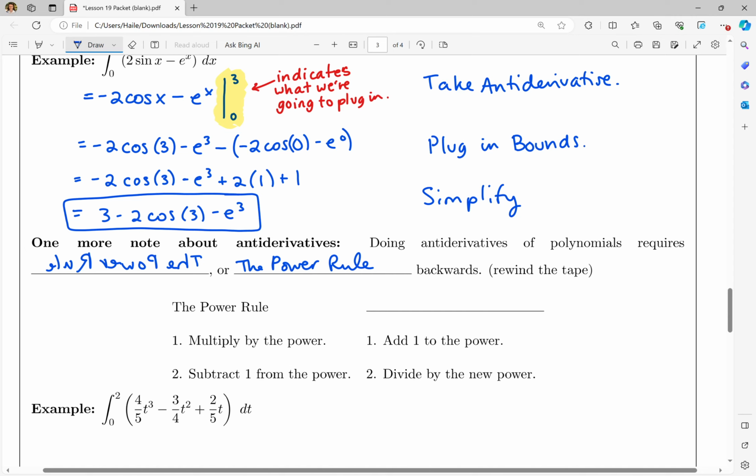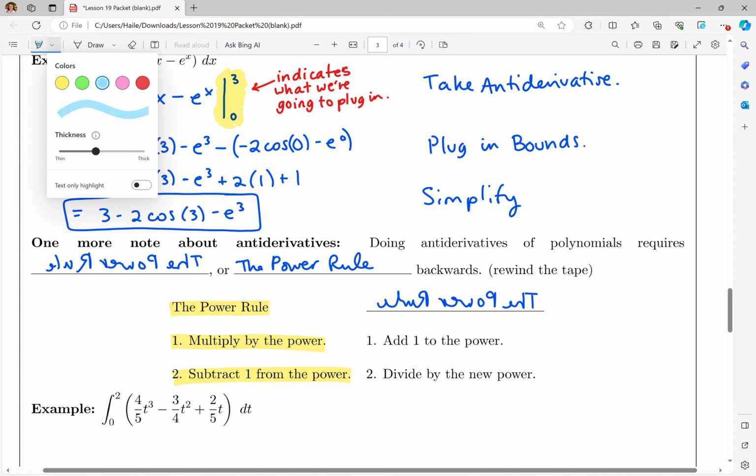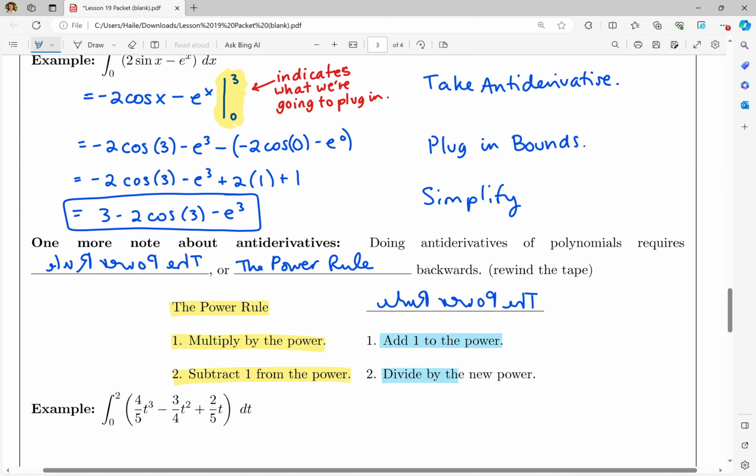Okay? So as a reminder, for the power rule, what we did was first we multiplied by the power, then we subtracted 1 from the power. So if we're doing the backwards power rule, okay, it makes sense then that the first thing we would do would be add 1 to the power and then divide by the new power, because we talked about our inverse operations.